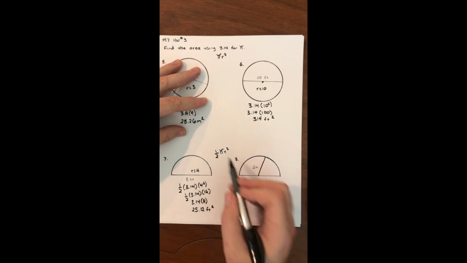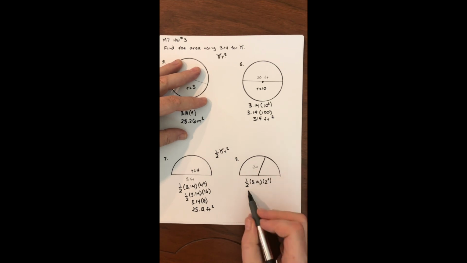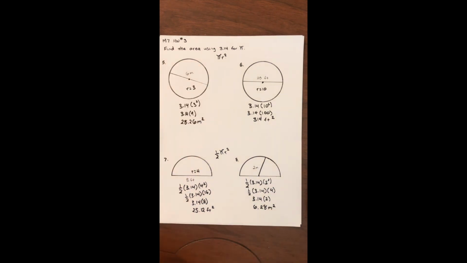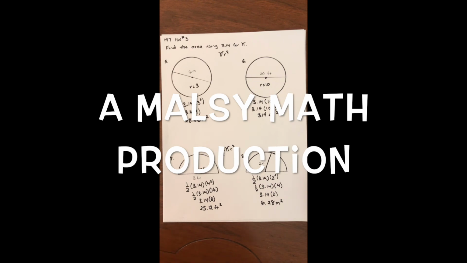And the last one, 1/2, right? Pi, 3.14. Radius, it's given here is 2, and I'm going to square it. So half times 3.14 times 2 squared. 2 squared is 2 times 2, and that's 4. Half of 4 is 2. And then 2 times 3.14 is going to be 6.28 meters squared. And those are the answers to Math 7 homework number 3. Hope you did well.